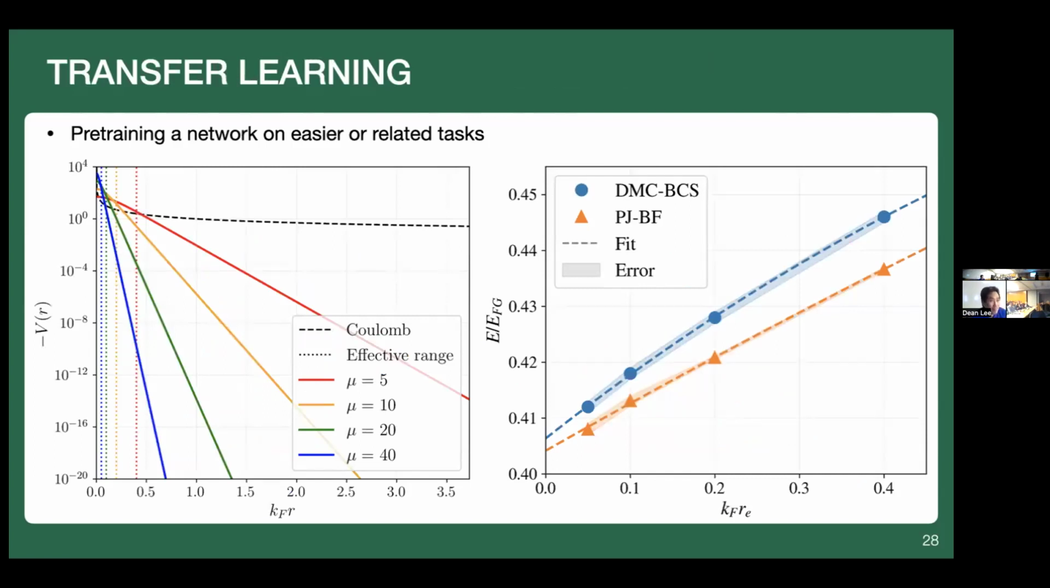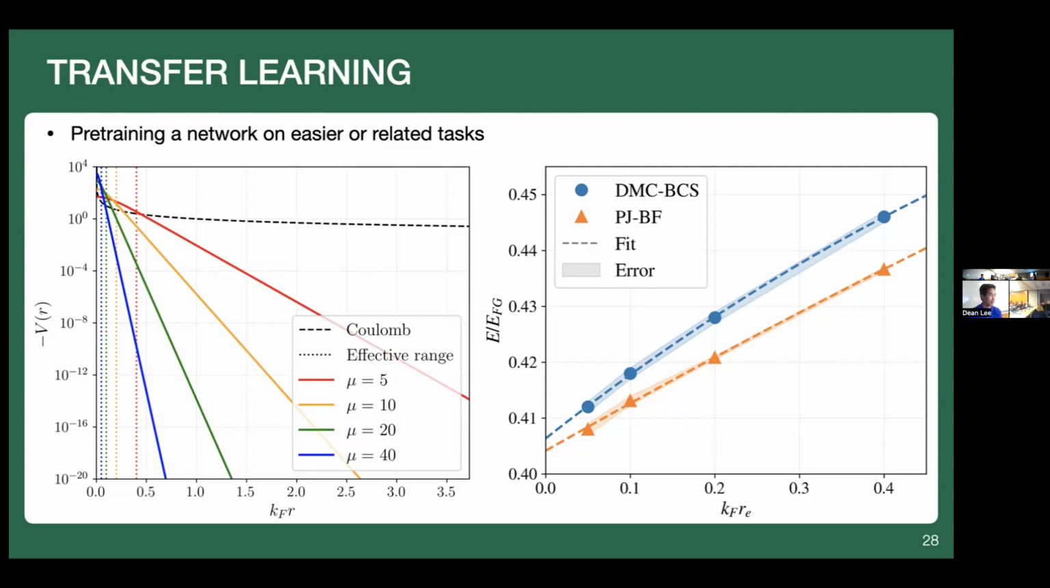Okay, I guess the third thing. So the first thing was Sophia, and the second thing was the message passing neural network. The third thing that was really important for this work is transfer learning. And so I recommend if you come across a very difficult problem, let's see if you can come up with an easier or related task at first before applying your machine learning to it.